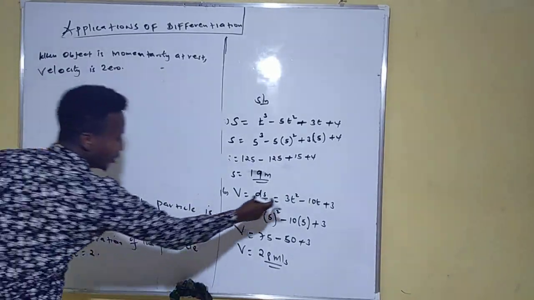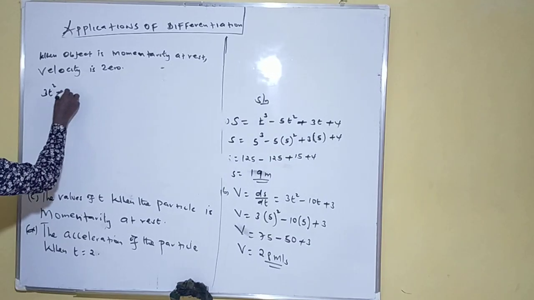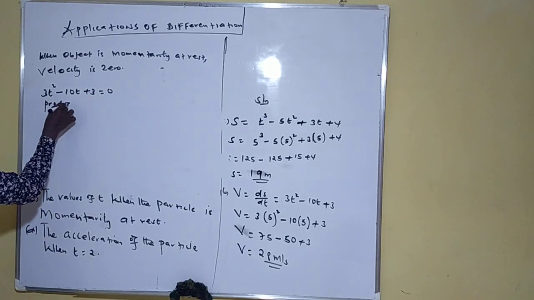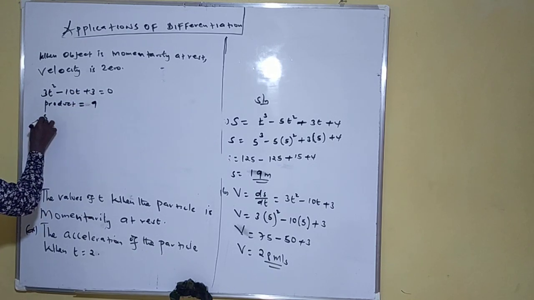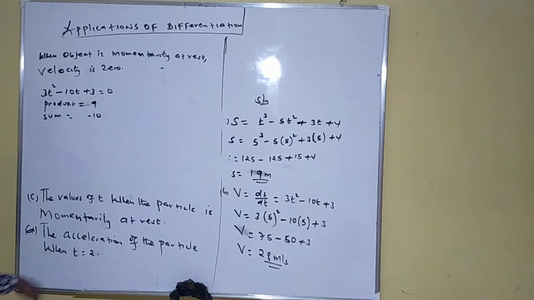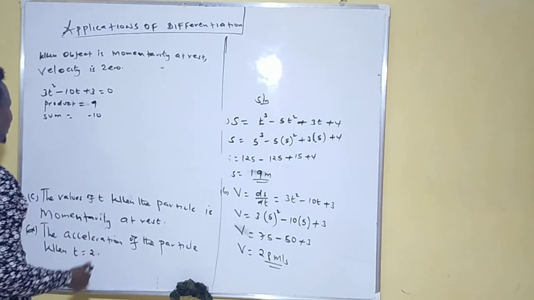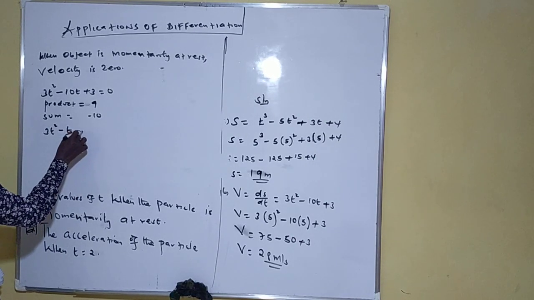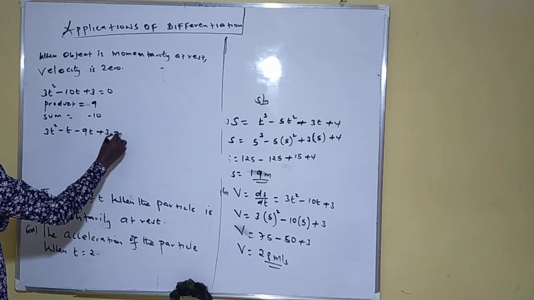So what does it mean? We will equate 0 to this one. Therefore, 3t squared minus 10t plus 3 is equal to 0. So I have the product as 3 times 3, 9. Sum will be negative 10. This is negative 1 and negative 9, obviously. Negative 1 plus negative 9 is negative 10. Negative 1 times negative 9 is positive 9. So look here: 3t squared minus t minus 9t plus 3, is equal to 0.